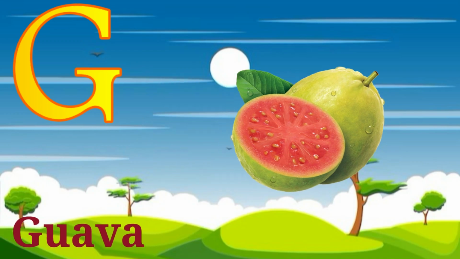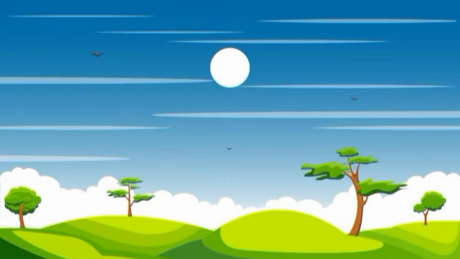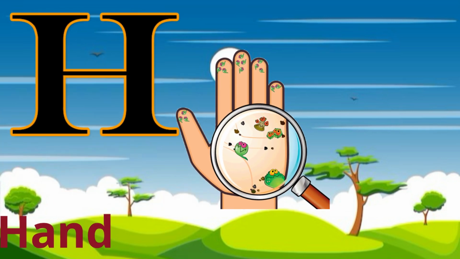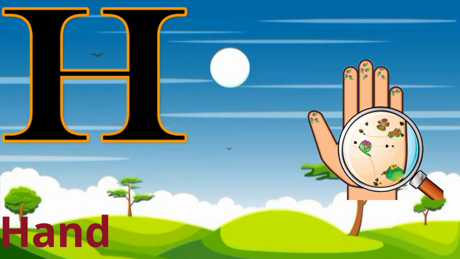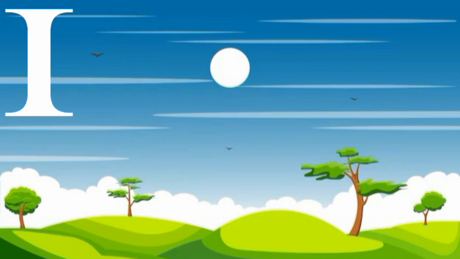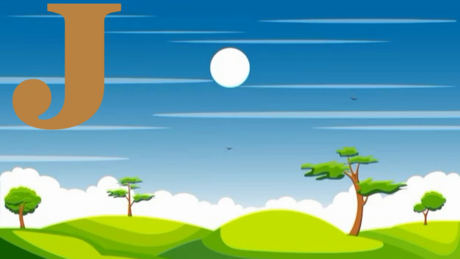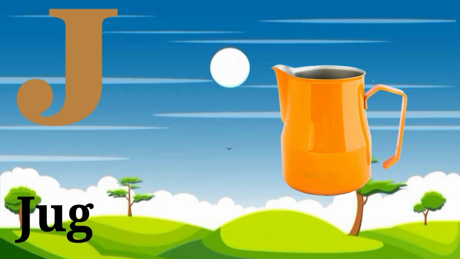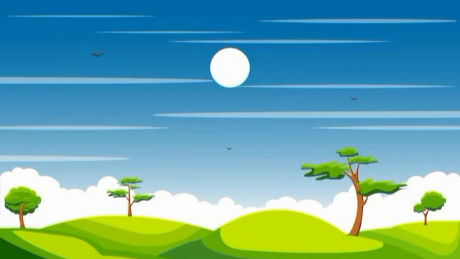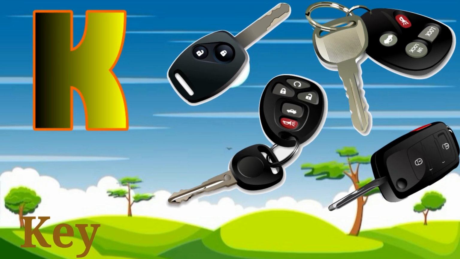G for guava. G for guava. H for hand. H for hand. I for igloo. I for igloo. J for jug. J for jug. K for key. K for key.